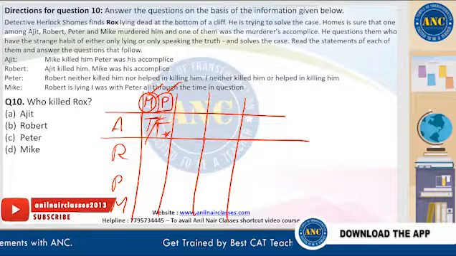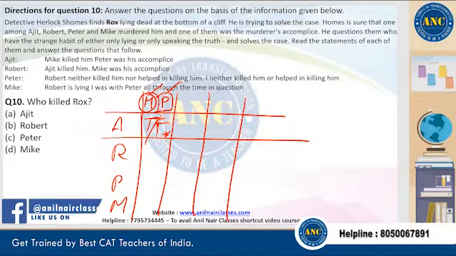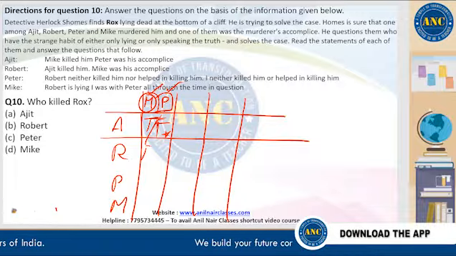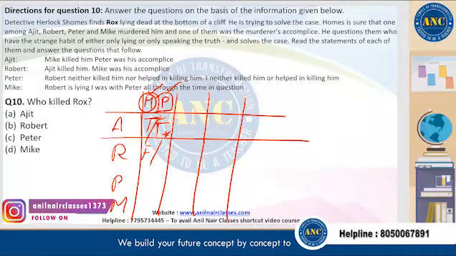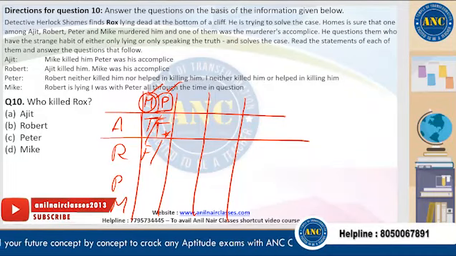Let's look at what Robert says. Robert says Ajit killed him. Is that true? No, the murderer is Mike and the accomplice is Peter. So Ajit did not kill him. That means Robert's first statement is false. The second statement, what Robert says, is Mike was the accomplice. Now, what do you think? Is it true or false?